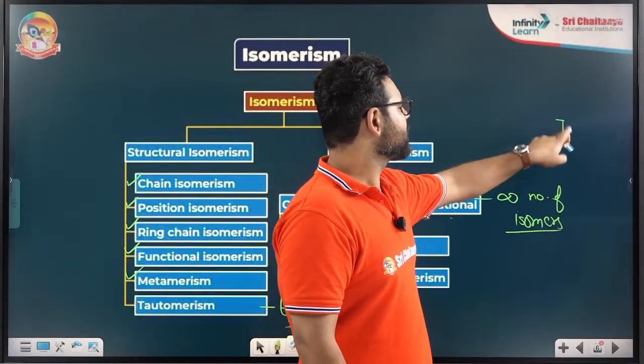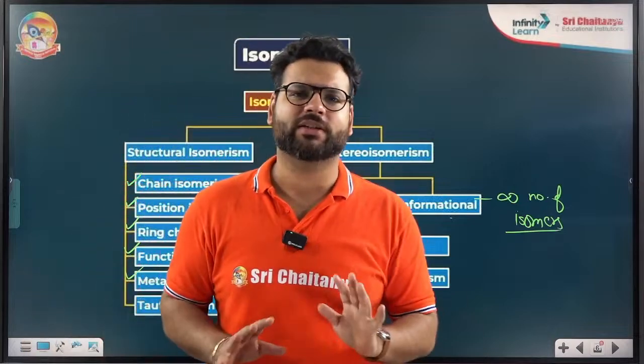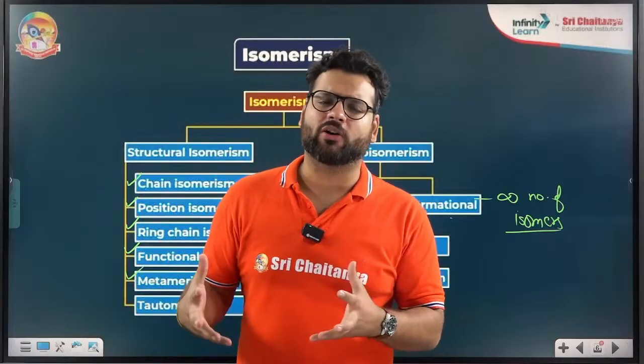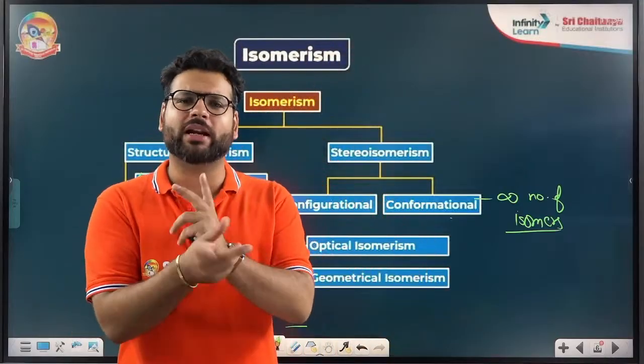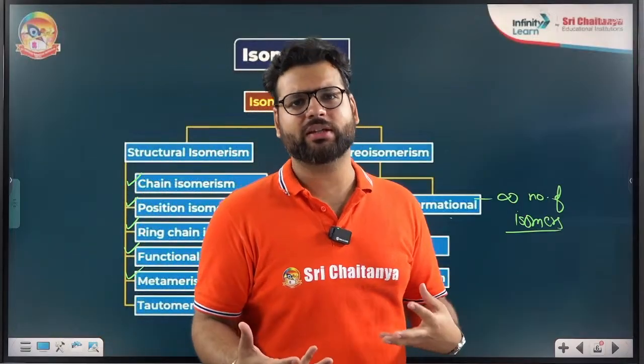What is configurational isomerism? Configurational isomerism means the configuration is fixed in space. The spatial arrangement of the groups is fixed. You can't rotate them and change that configuration. Like cis and trans is an example.